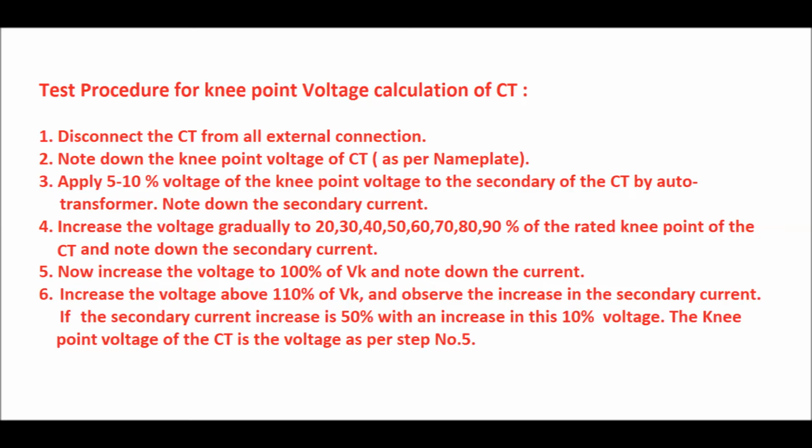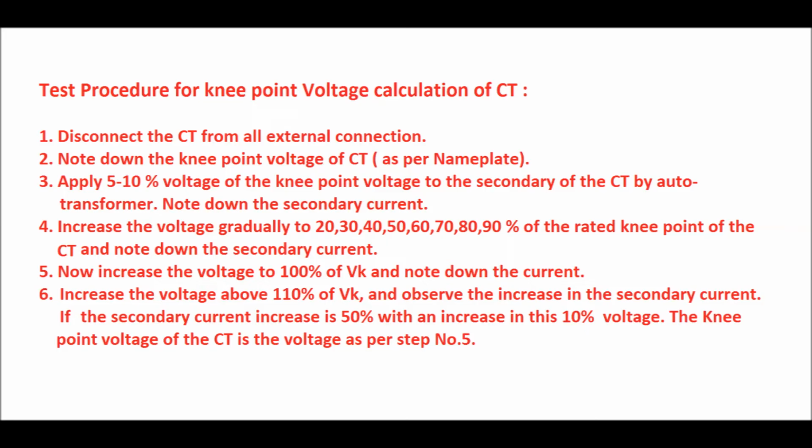First we have to measure for 2S1, 2S2, then 2S1, 2S3, and again for the third core. So by means of the auto transformer, note down the secondary current, and increase this voltage gradually to 20, 30, 40 and so on, up to 90% of the rated knee point voltage, and note down the secondary current. Now increase the voltage to 100% of the knee point voltage and note down the current.